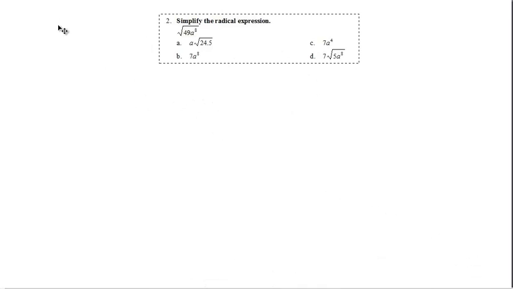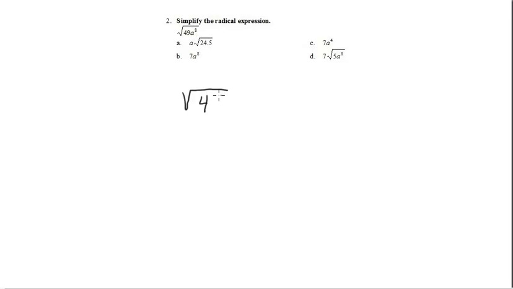Okay, the next one, simplify the radical expression. The square root of 49a to the 8th. Well, we can rewrite this. We can just say the square root of 49 times the square root of a to the 8th. I'm starting it that way because hopefully we recognize that the square root of 49 is 7. So then we have this left. So what do we do with this?